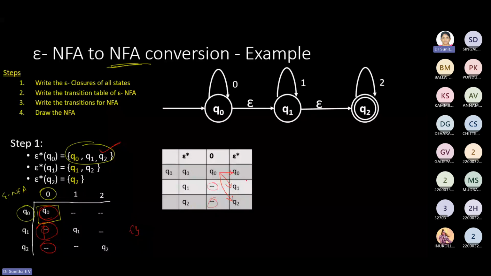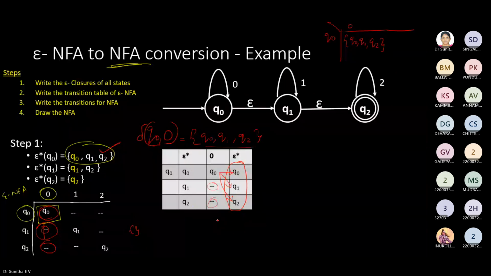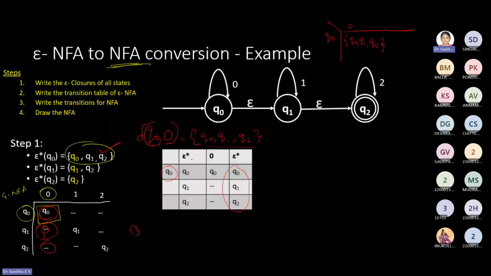So it means that this table is complete now. What it means is that on Q0, if the input is 0, what will be the next states in our targeted NFA? These are the next states. So when we write the transition table of this NFA, we have to write it like this. On Q0, 0, the next states could be Q0, Q1 and Q2. This is the meaning of this table. Understood? We have to take the final states in the final column. So this is the corresponding transition for 0 on Q0. These are the next states. Then similarly, we have to find the transitions for 1 and the transitions for 2.